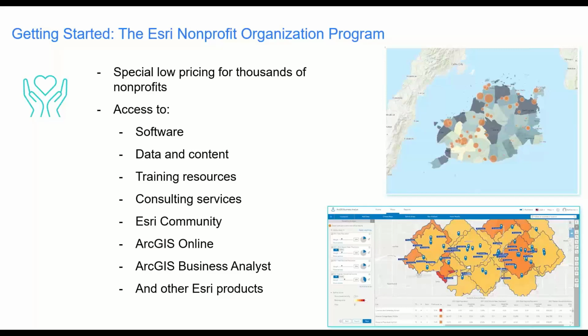The nonprofit program provides special low pricing on most of Esri's ArcGIS offerings, including the tools that you saw today, which are ArcGIS Online and the Business Analyst web app tool. Included in these is access to the Living Atlas and all of the data that Lisa shared and more. Additionally, through the program, members can access other data and content, training resources, consulting services, the Esri community, and other products that we did not feature today.